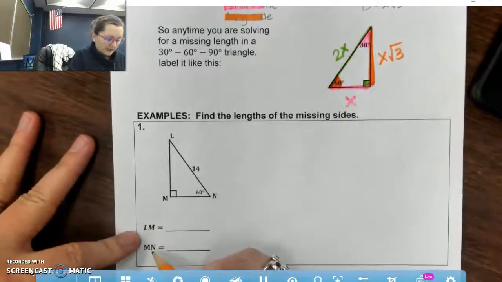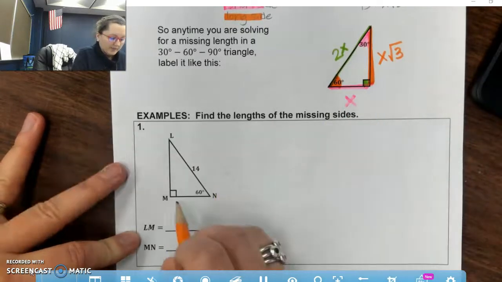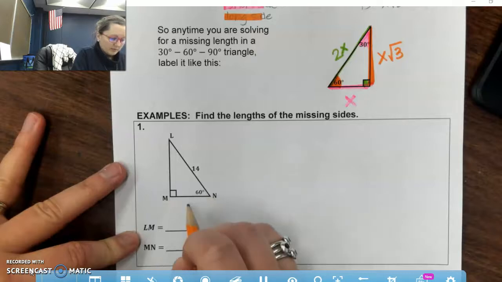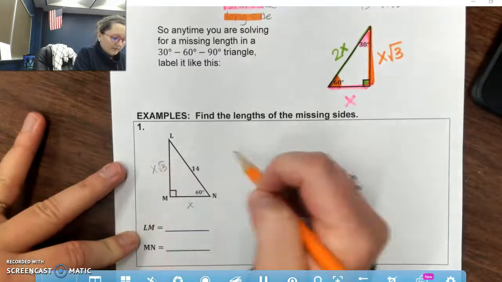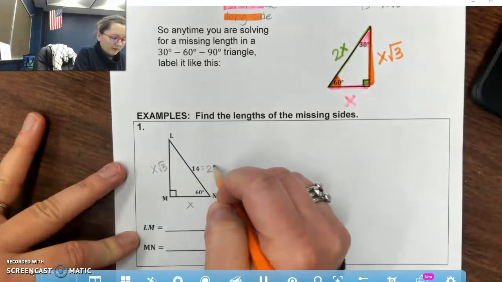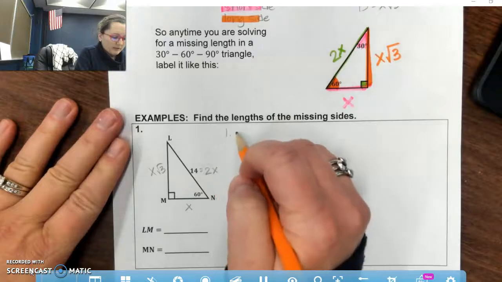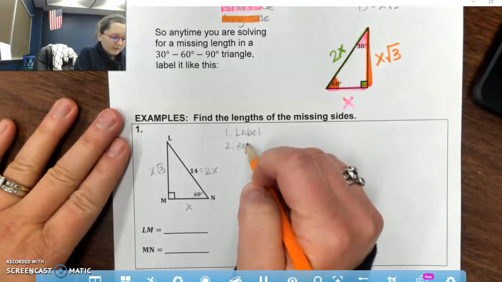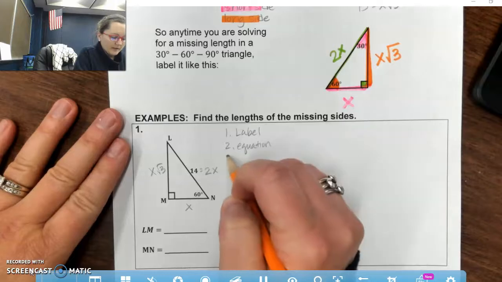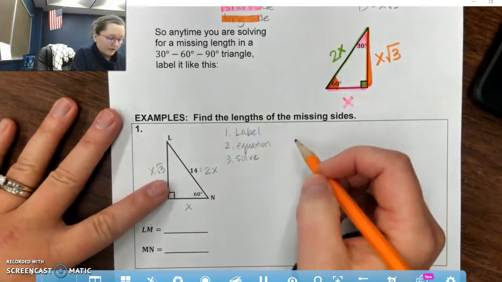I'm looking for LM and MN. So I'm going to think about, okay, how do my pattern values plug in here? Well, I know that this is my short side, so I'm going to call that x. My long side is x root 3, and my hypotenuse is 2x. So I'm going to use the value that I know. So remember we said label first, then we set up the equation or formula, and then we're going to solve, right? That's what we talked about our very first day.